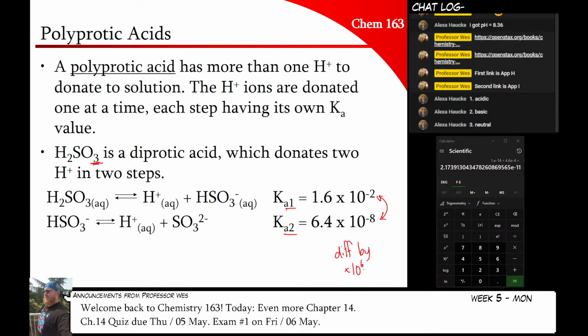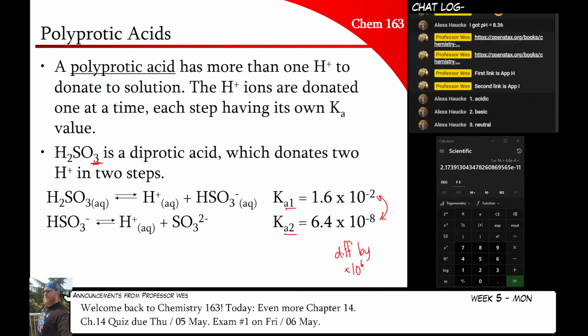There's a million times difference between Ka1 and Ka2. So in this circumstance, if I asked you, what's the pH of this solution? And I gave you some concentration of sulfurous acid. What I would then say to do is, well, ignore step 2 because it contributes so much less H+ than step 1 does, right?